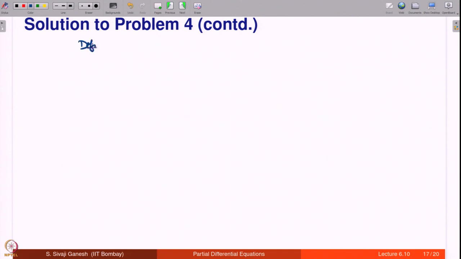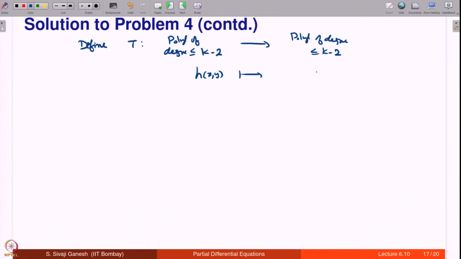So, define T, a mapping from polynomials of degree less than or equal to k minus 2 to the same space, polynomials of degree less than or equal to k minus 2. What is the operator? It takes a polynomial h of x y and multiplies it with 1 minus x square minus y square. Then you get a polynomial of degree less than or equal to k, and then take the Laplacian of that. So, that will be a polynomial. So, this operator is well defined, it is a linear operator, and this is a finite dimensional vector space.